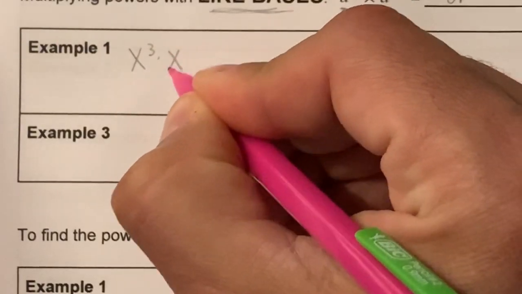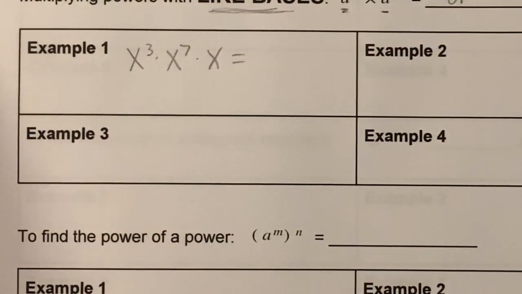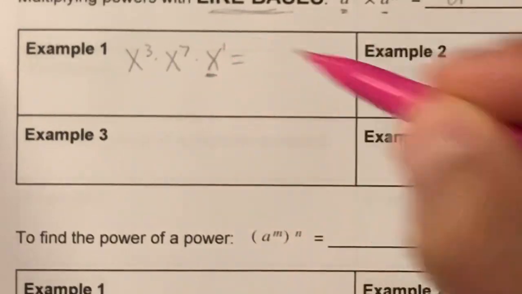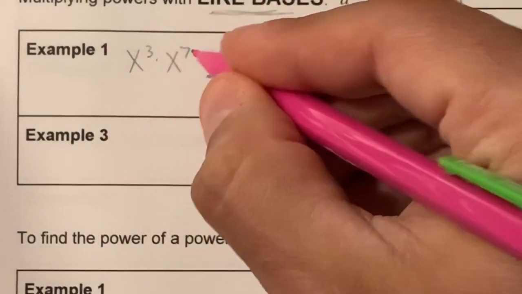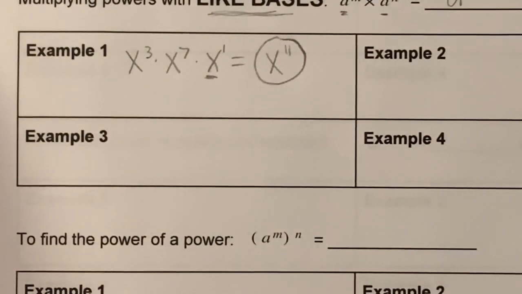If I have x to the third times x to the seventh times x, I'm just going to add all my exponents together. Remember, if you have just a regular old variable by itself, that's really anything to the first power. So 3 plus 7 plus 1 is 11. Final answer is x to the 11th power.